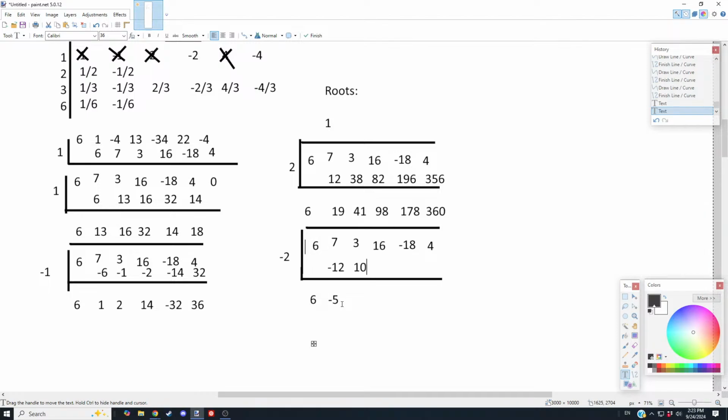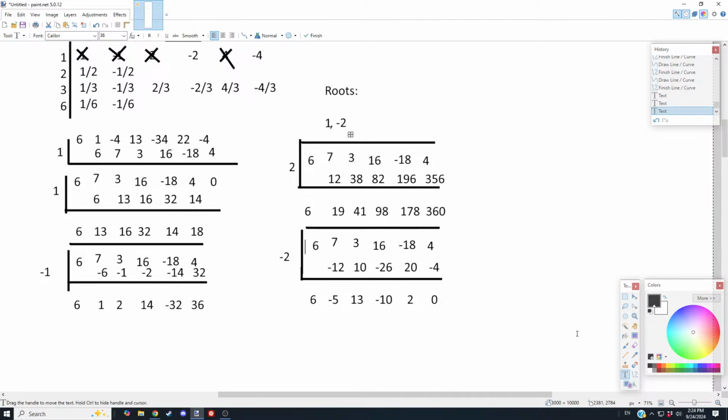Times -2 is +10. Plus 3 is 13. Times -2 is -26. Plus 16 gives us -10. Times -2 gives us +20. Minus 18 gives us 2. Times -2 gives us -4. And 4 minus 4 is 0. So we found another root that works. Let's add that to our list. We have -2 as our next root that works.